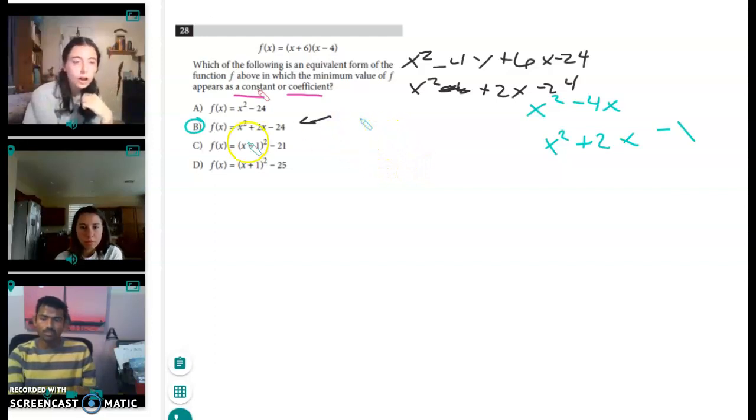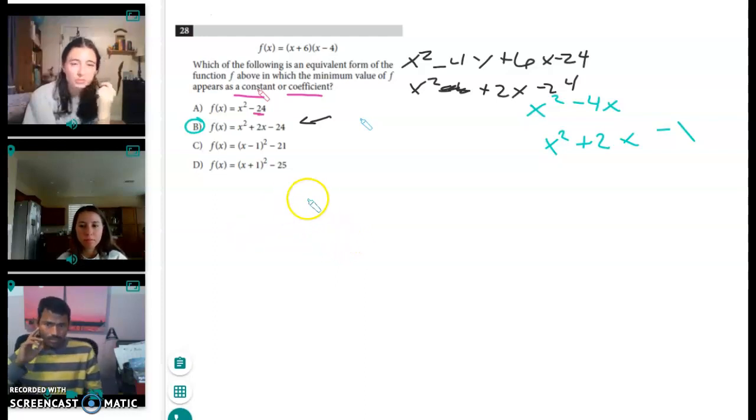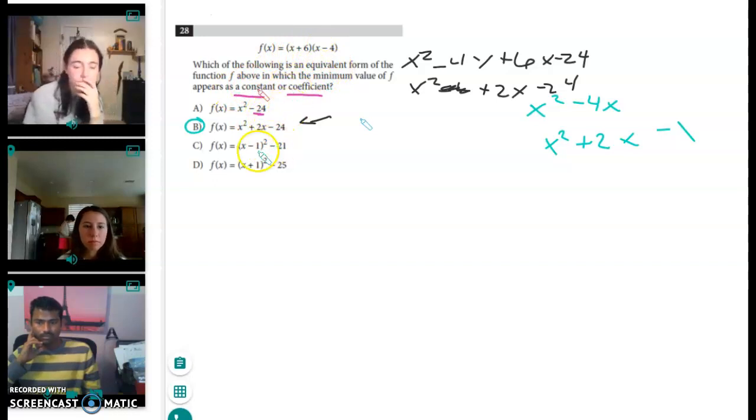So the constant means which number is a constant? Like these numbers, right? So we want to look at which one gives the minimum as a constant, or the coefficient. Okay? So let's look into this question right here. Obviously, you guys did that one in the factored form, where you multiply these two out when you expand, so you get this one right away. But what we're asking is right here, a constant or a coefficient.